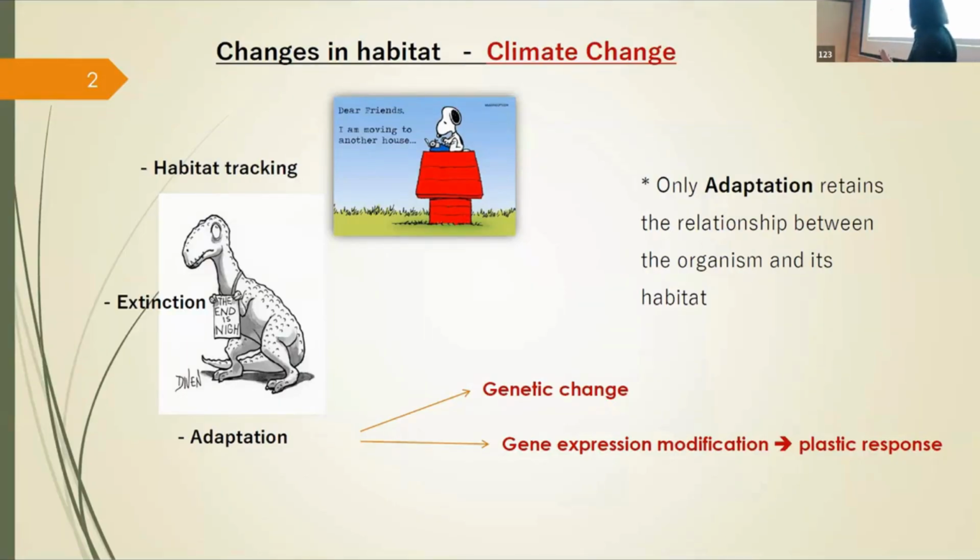It is habitat tracking, like to move to another habitat that is much more convenient for them, or go extinct, which happens a lot, actually daily around the globe. And we study the third option, which is adaptation. We are trying to understand how forest trees are adapted to drought conditions.